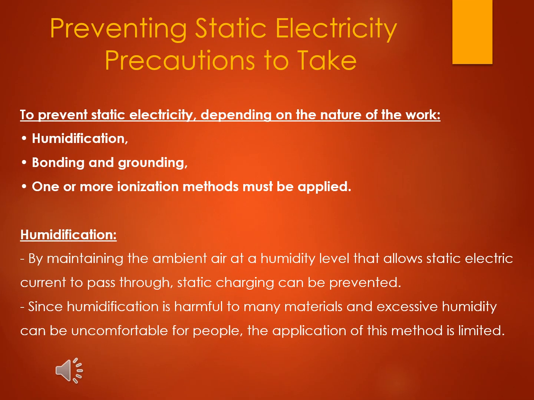To prevent static electricity, depending on the nature of the work, humidification, bonding, and grounding, or one or more ionization methods must be applied. For humidification, by maintaining the ambient air at a humidity level that allows static electric current to pass through, static charging can be prevented. Since humidification is harmful to many materials and excessive humidity can be uncomfortable for people, the application of this method is limited.